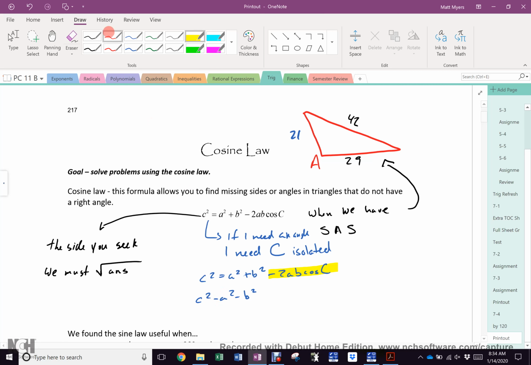No. If I had negative 2x equals 14, what would you do? You divide by negative 2. So here I have negative 2 times times. So what do I have to do? Divide by negative 2ab, and that will get me cos C. Now, what do I have to remember at the end of this one? I have to shift cos at the end. Everybody cool?